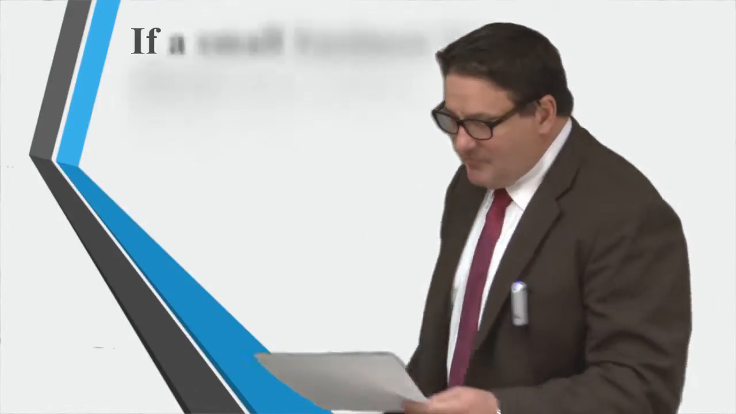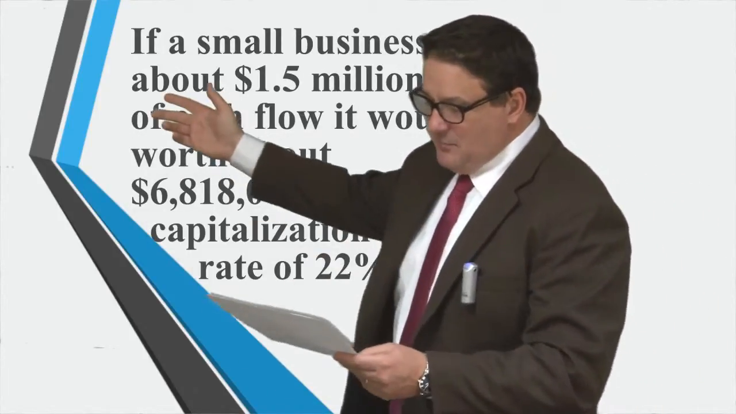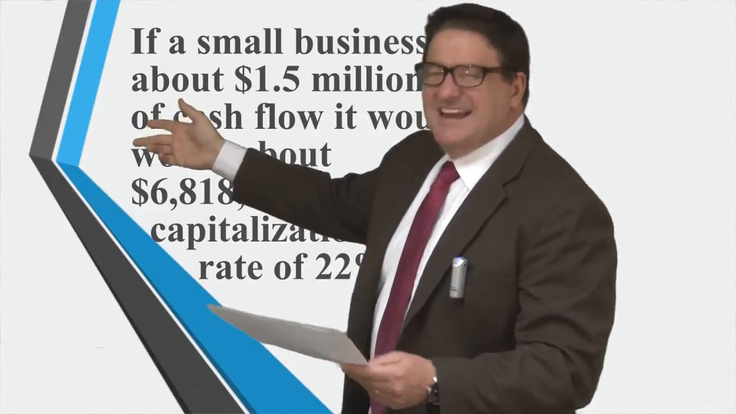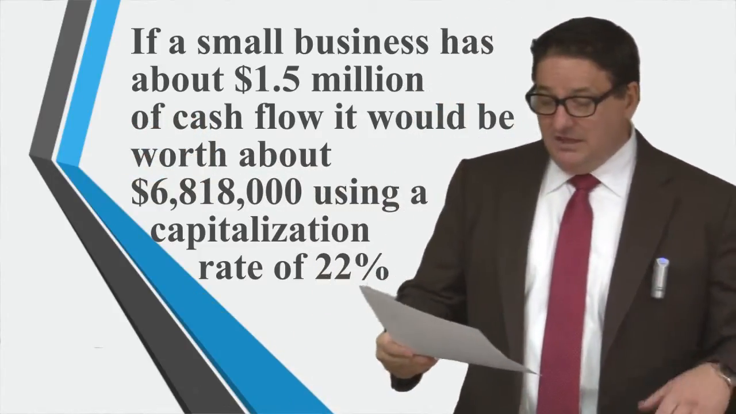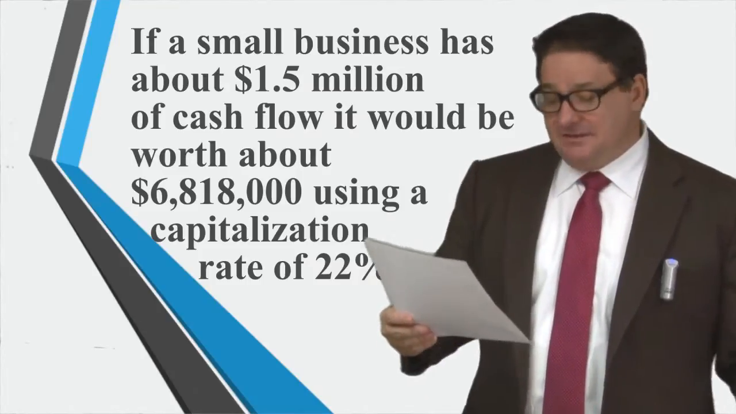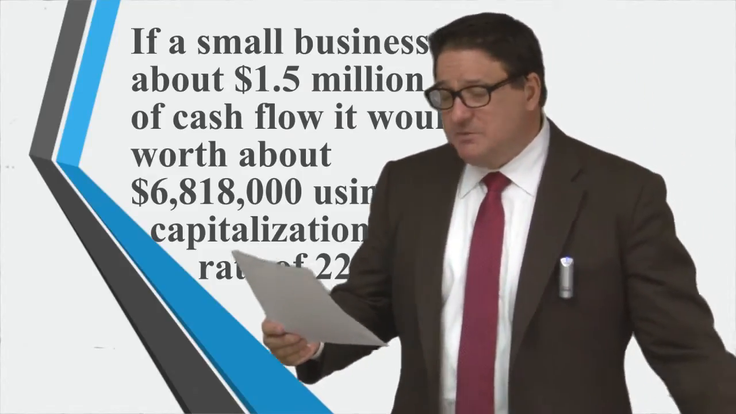There's a lot of risk. I want a bigger return. And you can just run the numbers. Let me just give you a little bit of example here. Okay, if we have a small business, let's say it has excess cash flow of $1.5 million. What would it be worth? Well, if we use a 22% capitalization rate, it would be $6.8 million.